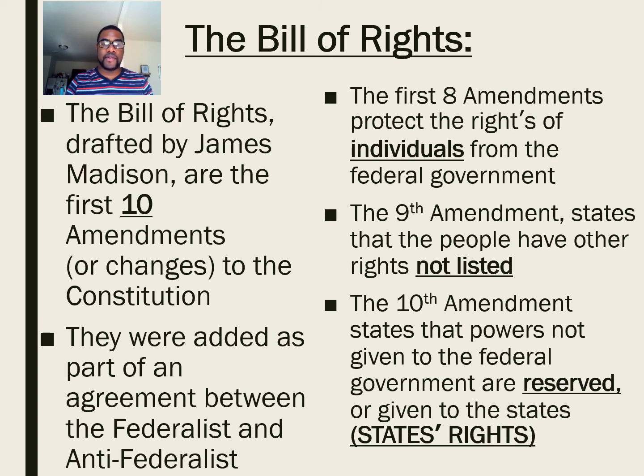The Bill of Rights, drafted by James Madison, are the first 10 amendments or changes to the Constitution. They were added as a part of an agreement between the Federalists and Anti-Federalists. The first 8 amendments protected the rights of individuals from the federal government. The 9th Amendment states that the people have other rights not listed. The 10th Amendment states that powers not given to the federal government are reserved for or given to the states.